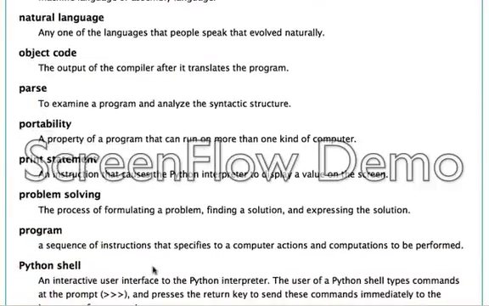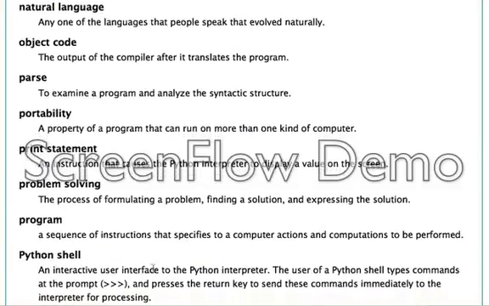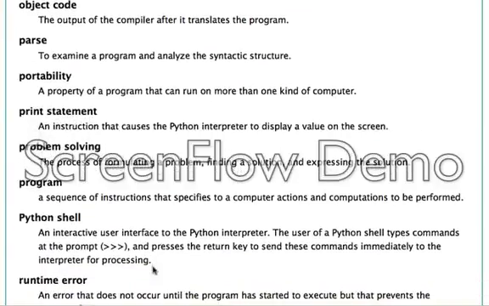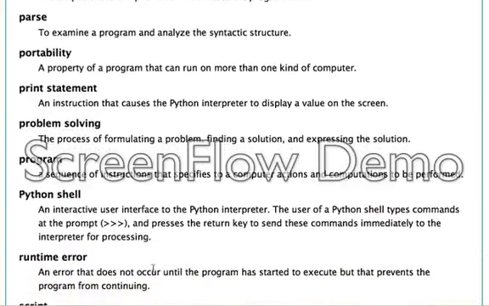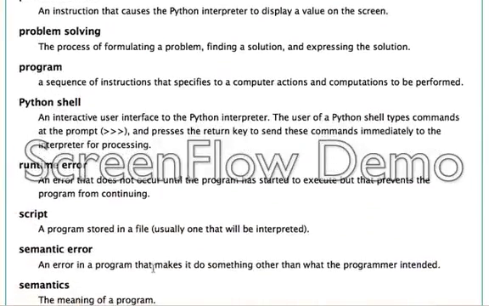Object code: the output of the compiler after it translates the program. Parse: to examine a program and analyze the syntactic structure. Portability: a property of a program that can run on more than one kind of computer. Print statement: an instruction that causes the Python interpreter to display a value on the screen. Problem solving: the process of formulating a problem, finding a solution, and expressing the solution. Program: a sequence of instructions that specifies to a computer actions and computations to be performed.